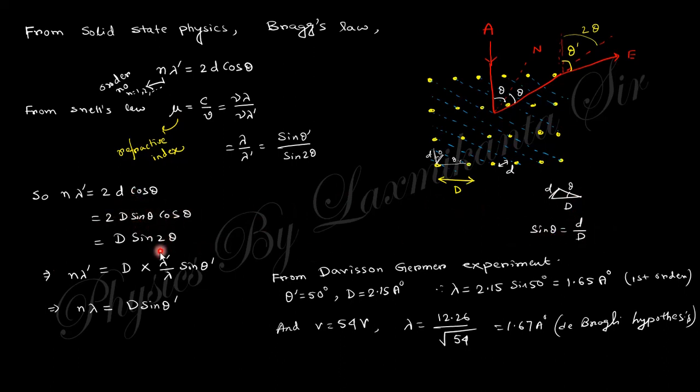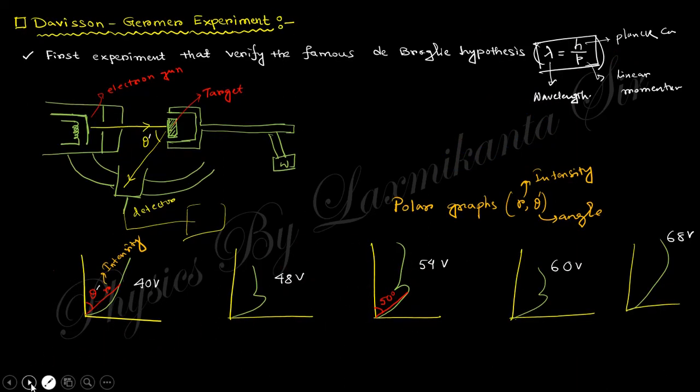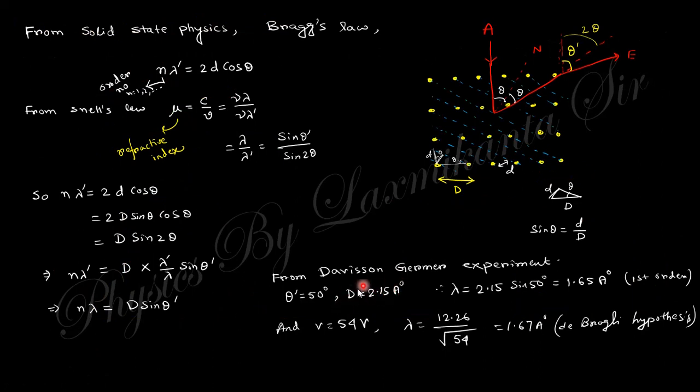Put this value, capital D into sin theta, and you will get 2 sin theta cos theta, that is sin 2 theta. So n lambda prime equals like this, and sin 2 theta, from here you can see, is lambda prime by lambda sin theta prime. Lambda prime cancels out, and n lambda equals D sin theta prime. So this is obtained using Bragg's law from solid state physics. From the Davisson-Germer experiment, we got the maximum at an angle of 50 degrees. Put this angle of 50 degrees, and the d value is given from solid state physics, that is the separation between the atoms. You will get the value of lambda.